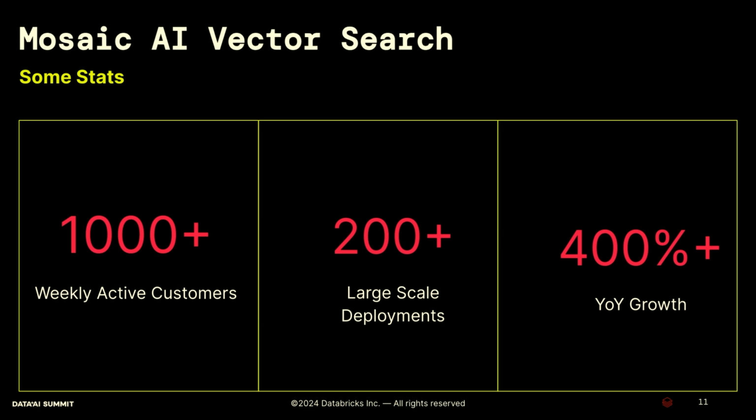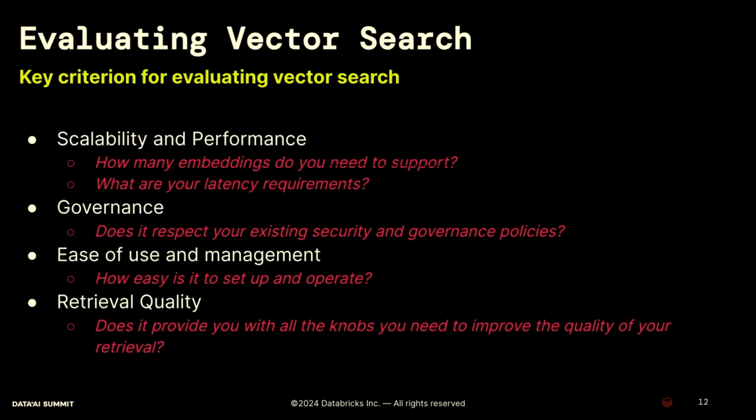Now, at Databricks, we believe that we need to make it easy for you to make your business, company, and organization successful. So we spend a lot of time talking to customers, even before we launch a product, but also after they launch. And we ask them, what are the criteria that are very important to you when you're trying to evaluate a vector search? It doesn't matter whether you use Mosaic AI Vector Search or anything else, but tell us the things that are important to you. And it was consistently these four things.